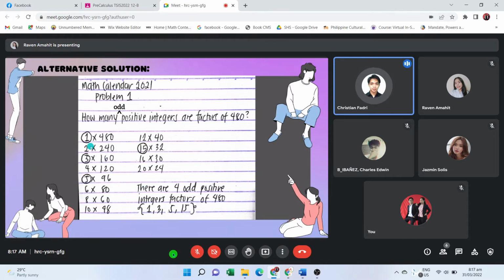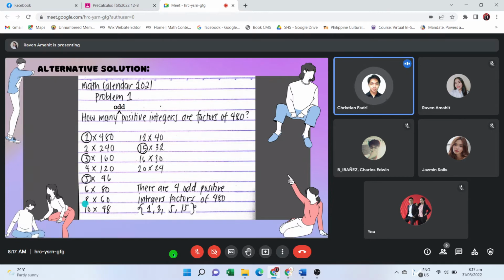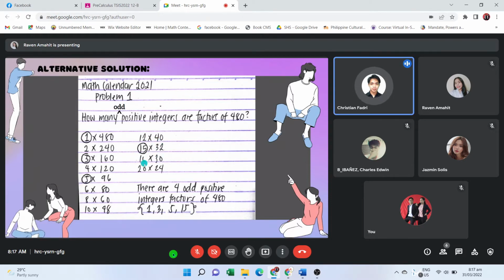So the first pair of factors, we have 1 and 480, followed by 2 and 240, next 3 and 160, next 4 and 120, next 5 and 96, next 6 and 80, and we can skip the numbers that are not factors of 480. Now we continue with 8 and 60, next 10 and 48, next 12 and 40, next 15 and 32, next 16 and 30. Lastly, we have the last pair, which is 20 and 24.